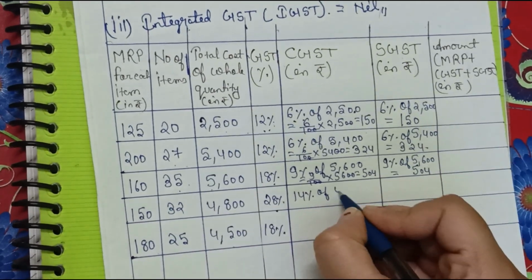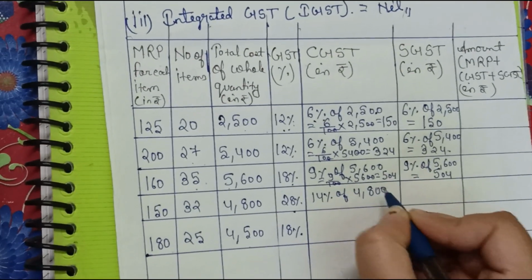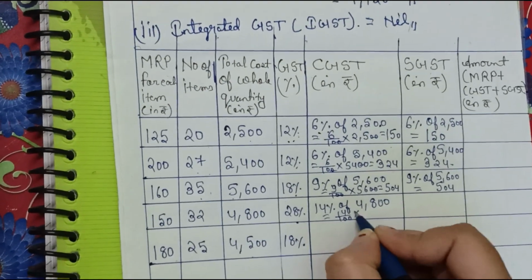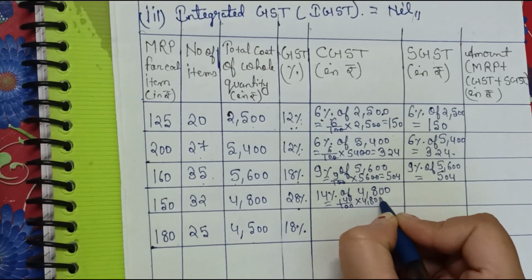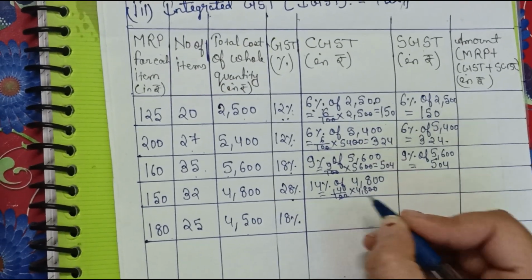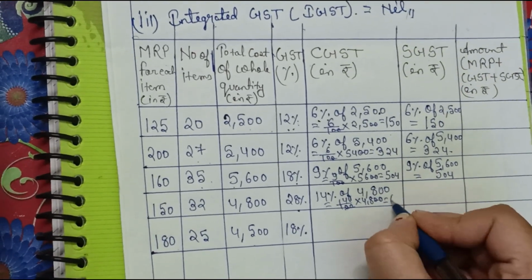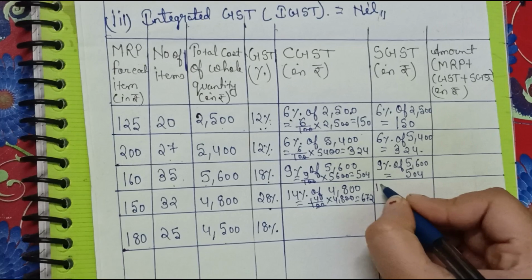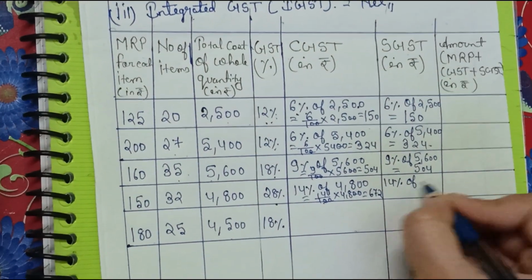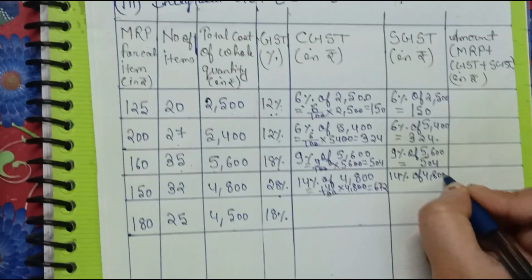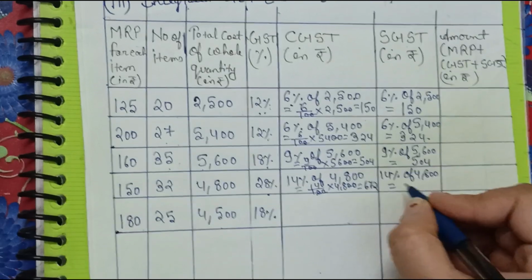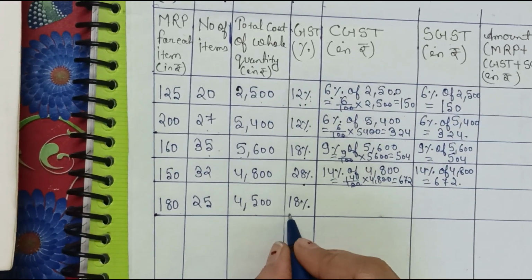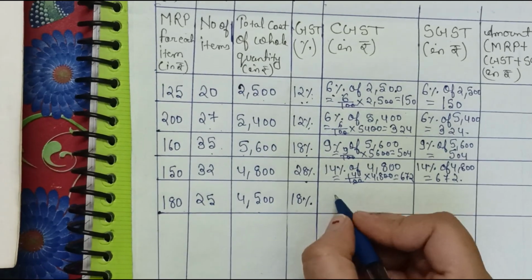Here GST percent is 28%, so this rate is equally divided into CGST and SGST, that is 14% of the amount 4800. 14%, that is 14 by 100 into 4800. 20 cancel out and 672. Here 14% of 4800 is equal to 672.